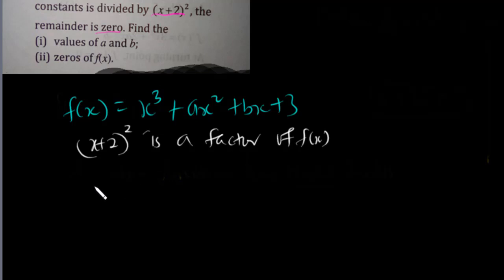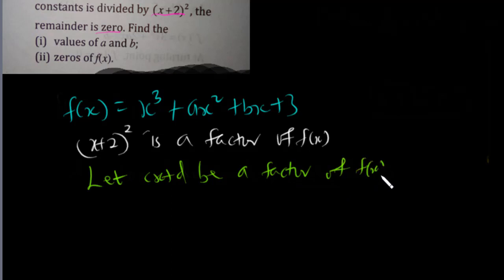Mind you, I said that a cubic function has three factors. So what I'm going to write here now is that let a certain cx plus d be the third factor, or let me say a factor of f of x. So let it be a factor of f of x. So now we have all the factors. We have x plus 2 raised to the power 2, then we also have cx plus d.